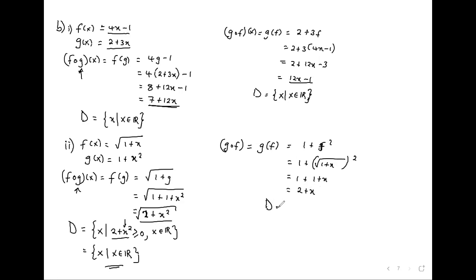And the domain here for this part is all real. But for the f inside, it's 1 plus x greater or equal to 0, but x should be all real. So this part needs to be checked. 1 plus x greater or equal to 0 happens when x is greater or equal to negative 1. So x must be greater or equal to negative 1, and x should be a real number. That's how you obtain this one.